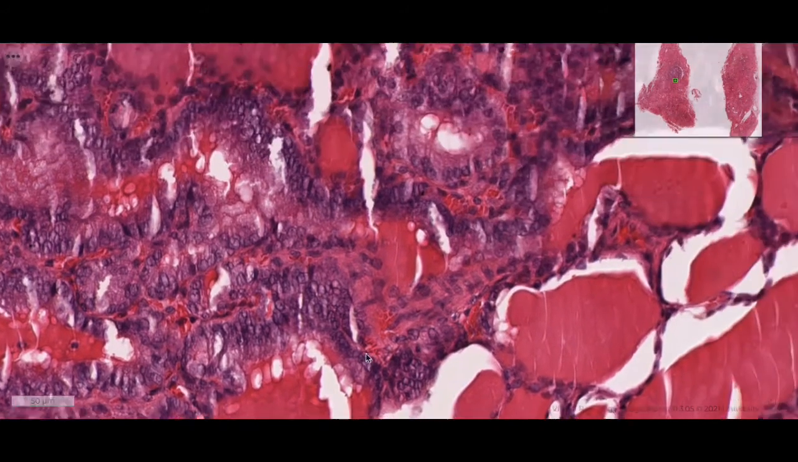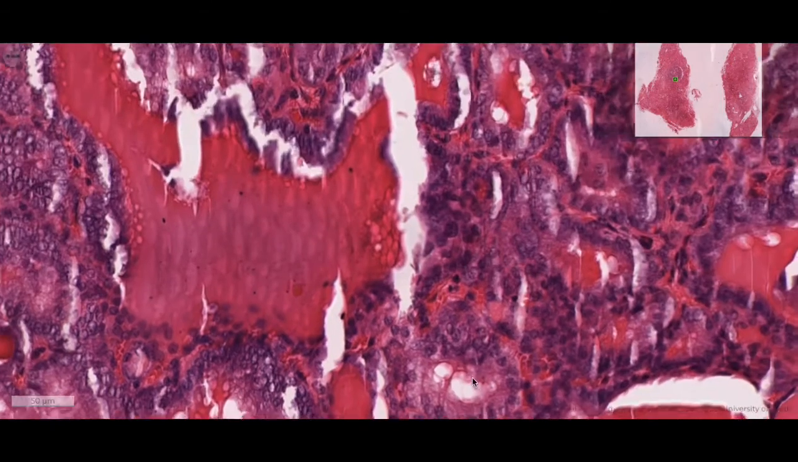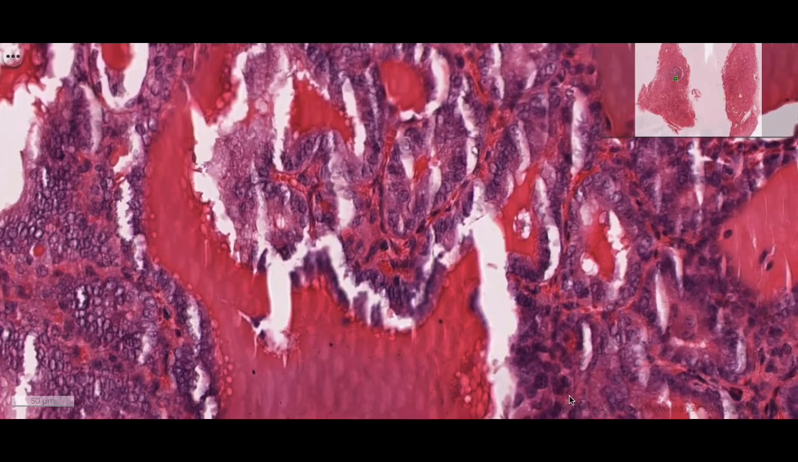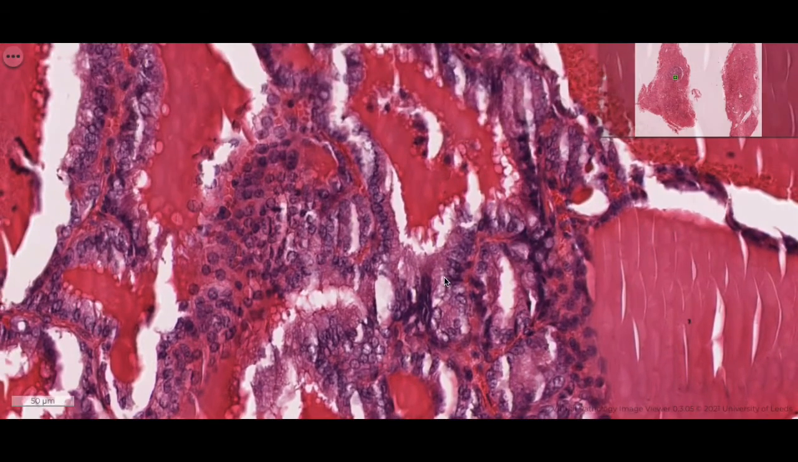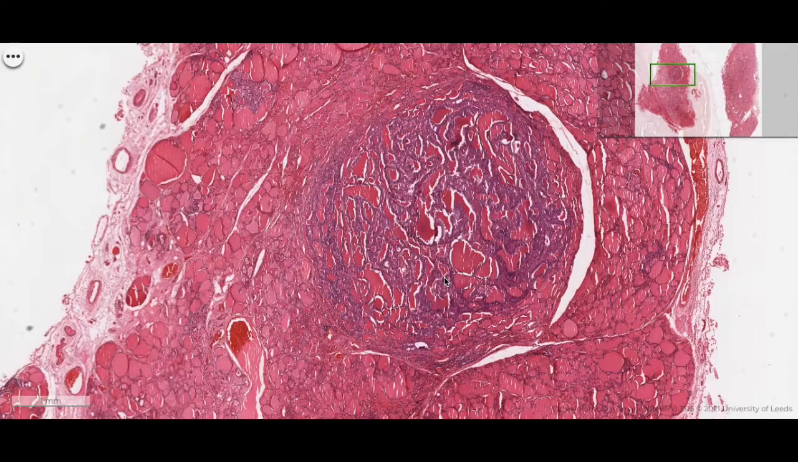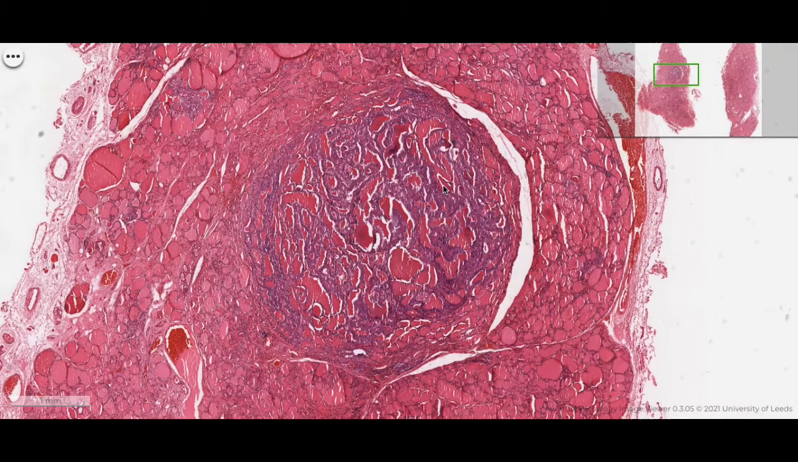So looking at another field, again, we can appreciate that there are numerous nuclei with nuclear grooves present here. Again, other features of papillary thyroid carcinoma which would be nice to see are pseudonuclear inclusions as well as some bodies, but they're not present in this particular section. So this is an example of papillary thyroid carcinoma.